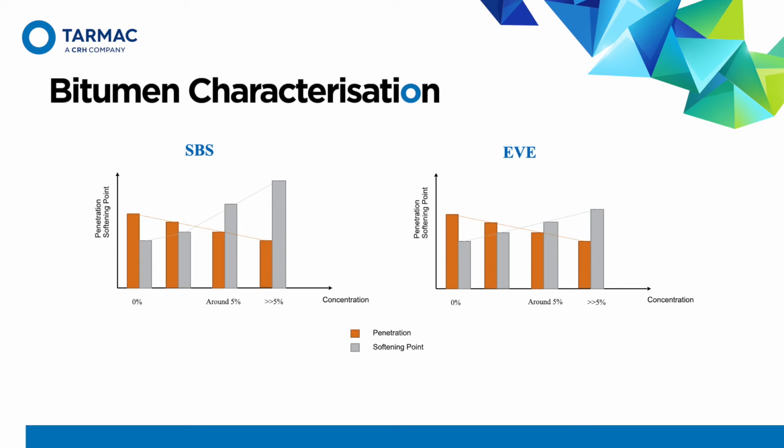a gradual decrease in the penetration and a gradual increase in the softening point. However, plastomers such as EVA tend to influence the penetration more than the softening point, opposite to the elastomer, as has been demonstrated for the SBS.